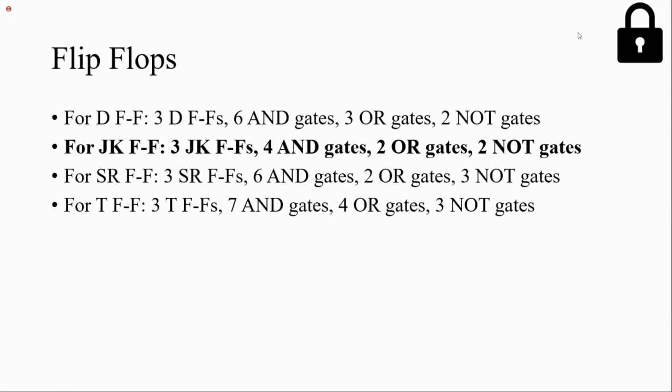So comparing all the different flip-flops, I realized that JK flip-flops use the least amount of gates compared to the rest. So I assume that the least amount of gates means the least amount of power. Does anyone have any questions up to this point?